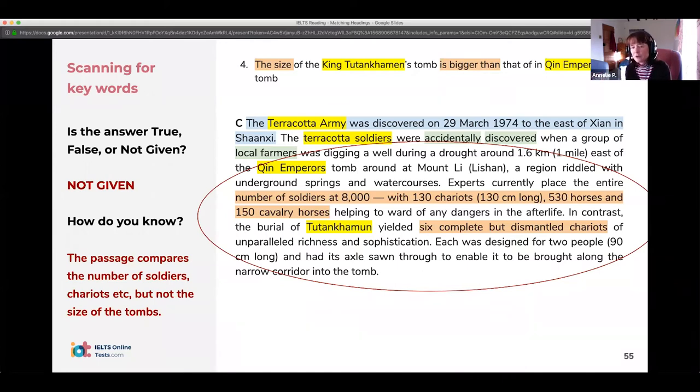We're looking for true, false, not given is facts. Yes, no, not given is opinion. Okay, you're absolutely right, Pachu. There's no comparison. There are no comparative expressions in the passage, so we cannot say. We can only say that this one is bigger and then this one has different types of things in it. It's just not the same information.